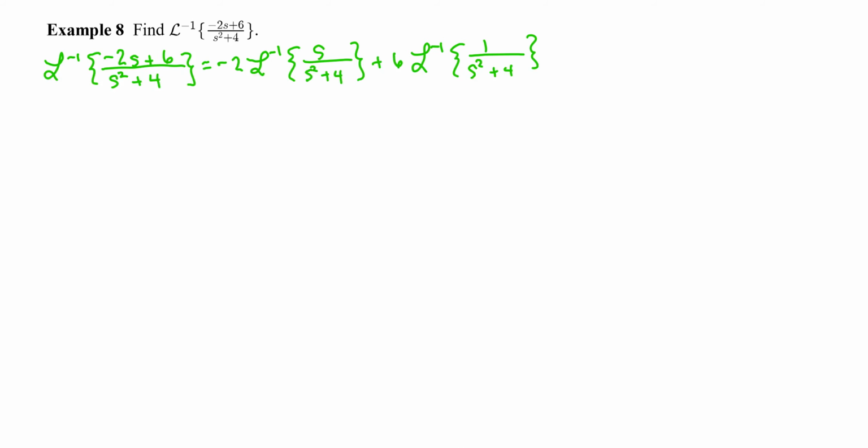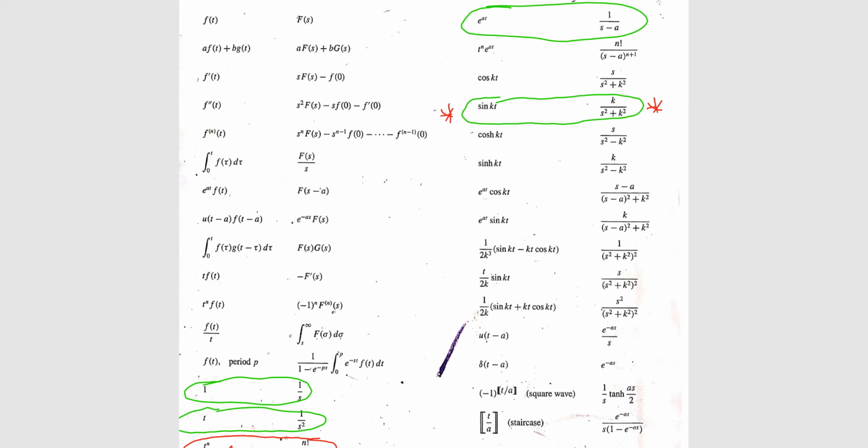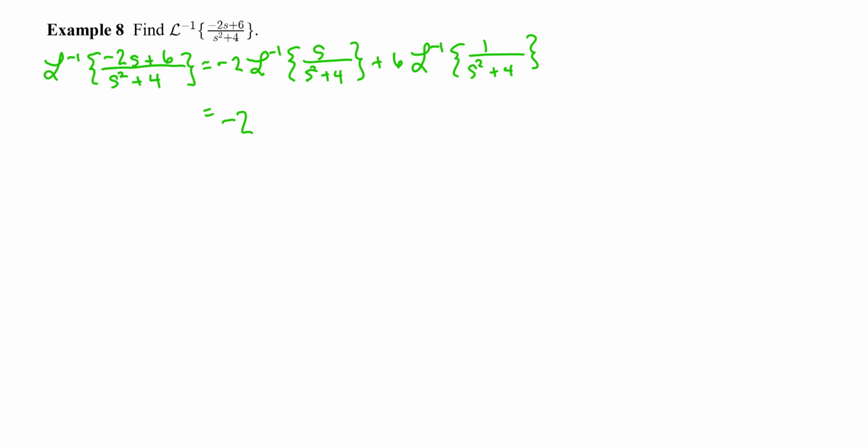Let's do one thing at a time. Let's go ahead and inverse transform this. We have s over s squared plus 2 squared. So k is equal to 2. The inverse transform then is cosine of 2t. Negative 2 cosine of 2t.